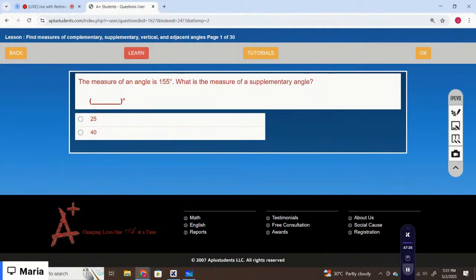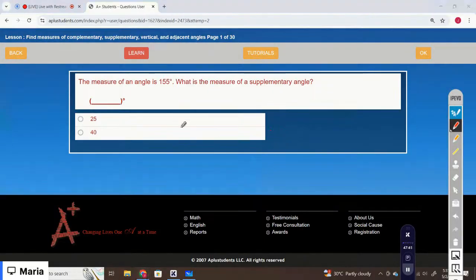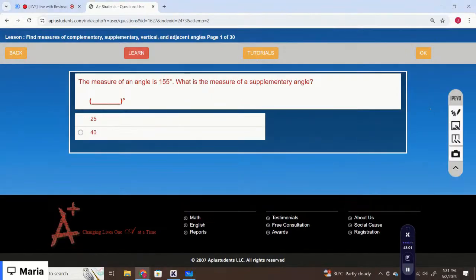The measure of an angle is 155 degrees. What is the measure of a supplementary angle? Supplementary angles are angles that sum to 180 degrees. So 155 plus x is 180. X equals 180 minus 155. That is 25 degrees. Option number one is the correct option.